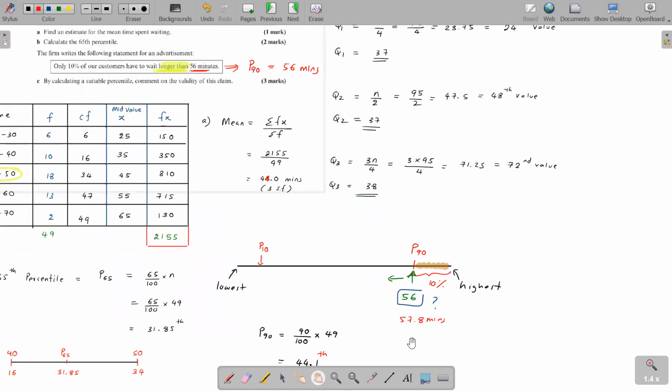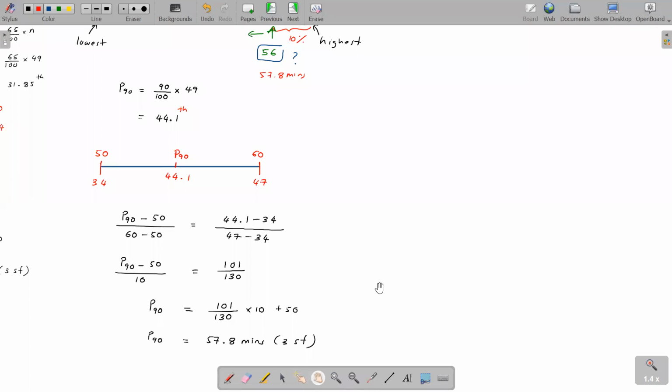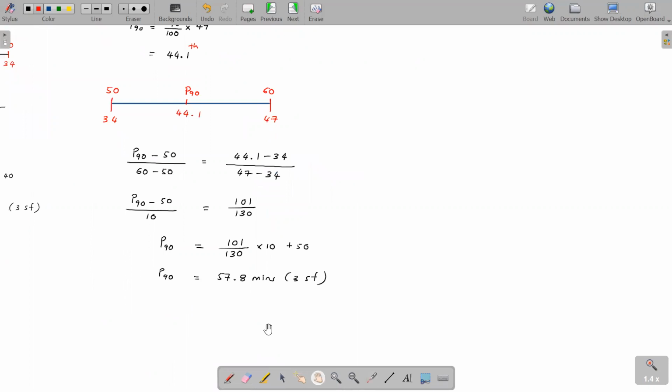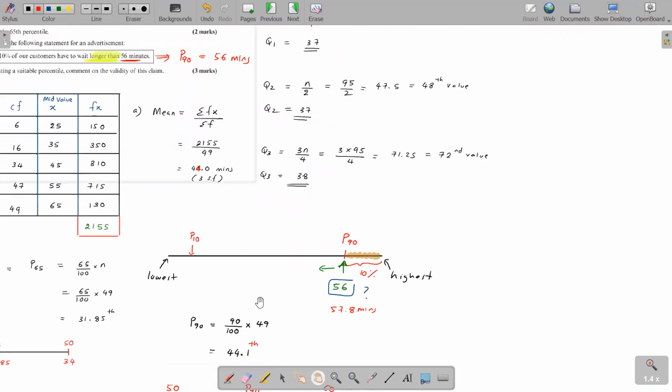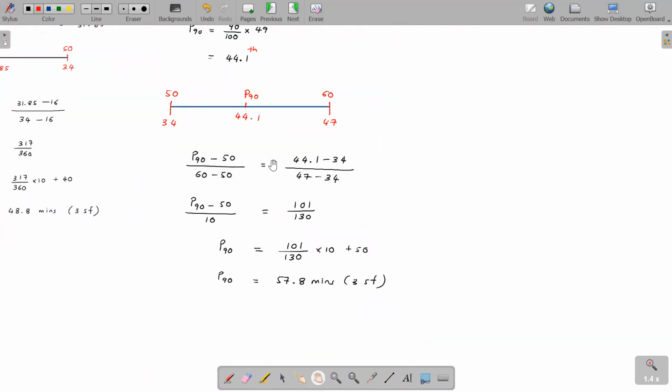Okay, so when I actually calculate the 90th percentile by using linear interpolation, I get 57.8 minutes, which is higher than the value that they are giving. So they have kind of made it lower, but that's not the true value. The real 90th percentile is 57.8. So you can write here, P90 is 57.8. So is the claim true or not? The claim is false. So comment on the value. The claim is not valid.